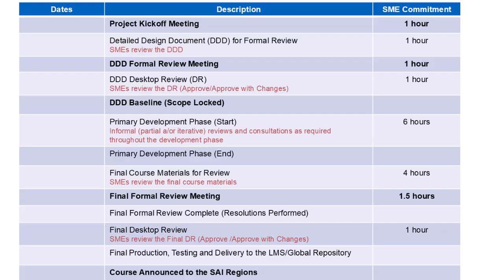Final course materials for review, depending on how long the course is and what material we're asking them to review, if they're videos, if they're online content, if there's quizzes and testing that they're going to be reviewing. You want to give them 4 hours to review that material. 4 hours. Now think about that.